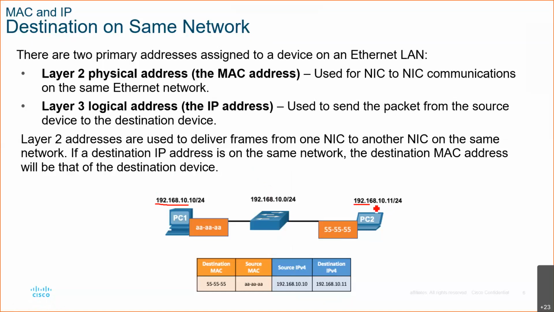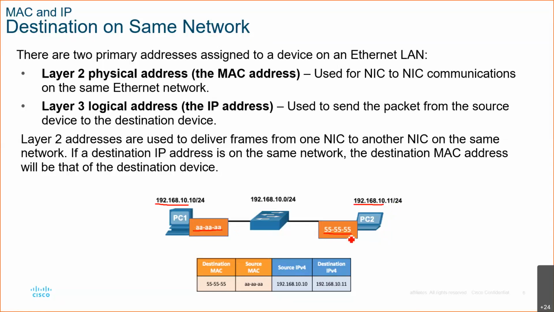You see the network portion is the same. This is the network address 192.168.10.0. This tells you that the host portion is only 8 bits. So how many devices do we have over here? We have got a switch, a PC1, and a PC2. The IP address for PC1 is 10, for PC2 is 11. These devices have got a MAC address associated with them. So PC1 has got this MAC address and PC2 has got this MAC address.